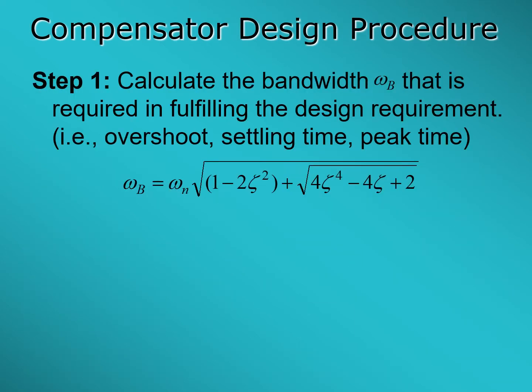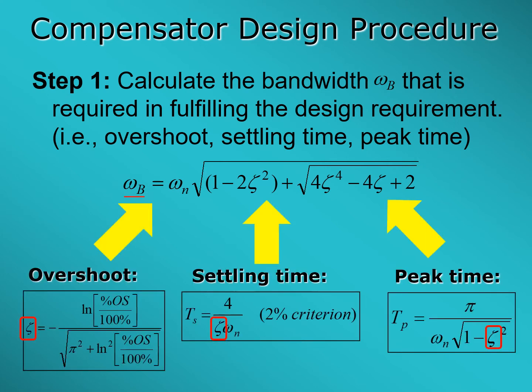So we go for the step-by-step procedure in designing the phase lag compensator. The first step, calculate the bandwidth omega b that is required to fulfill the design requirements, such as overshoot, settling time, and peak time. You can use this formula for omega b. Notice that you can calculate omega b if we give you, for example, the overshoot value. From overshoot you can calculate the damping ratio, then from the damping ratio you can calculate omega b.